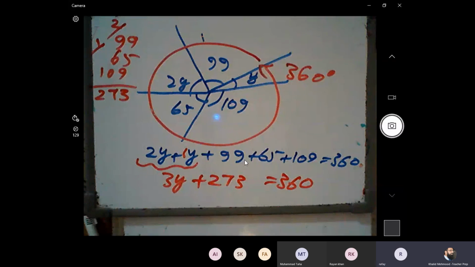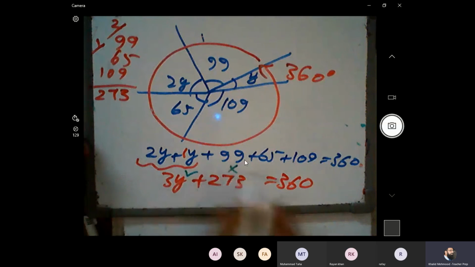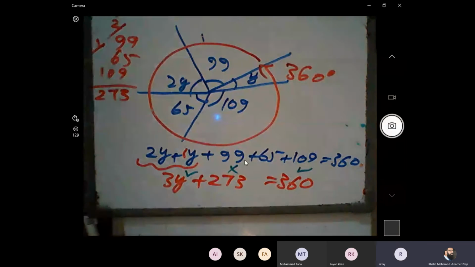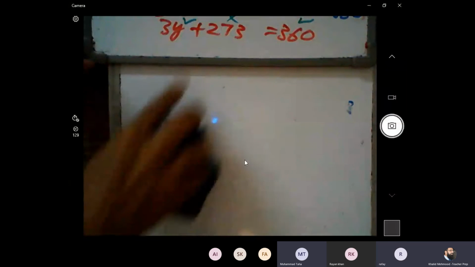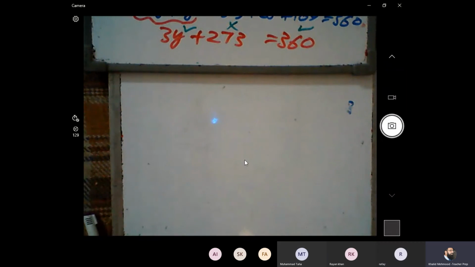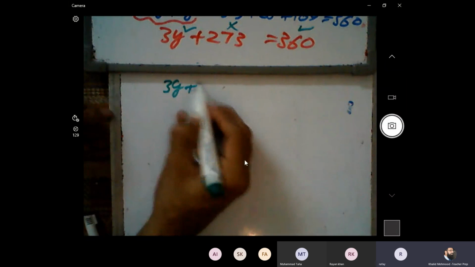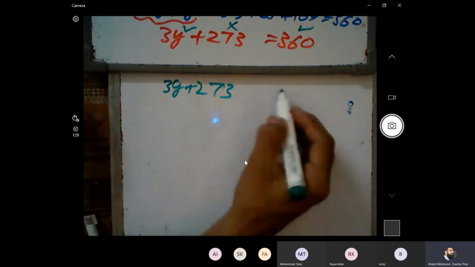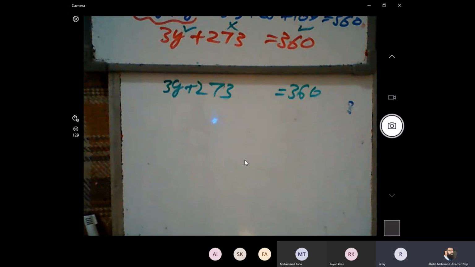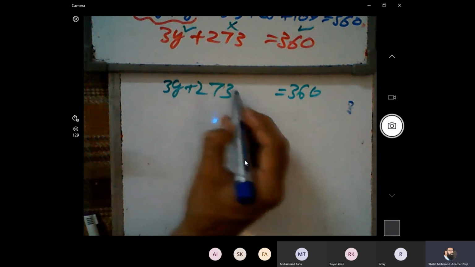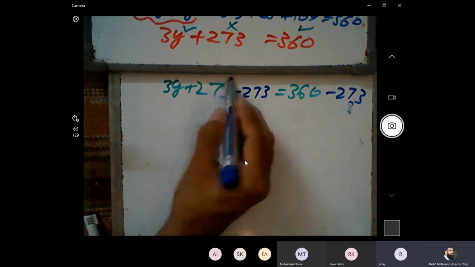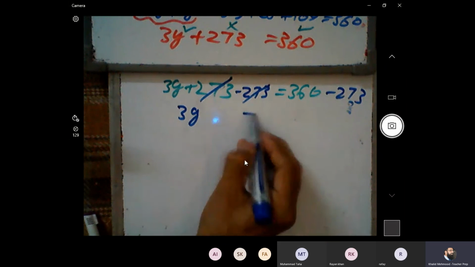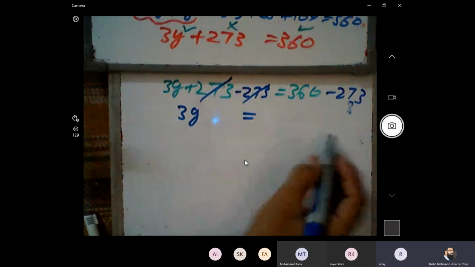Now in this one, again you can see that one is in the right place and one is in the wrong place. So we'll be dealing with this one. We will subtract 273, and to make it balance, subtract 273 on the other side as well. So it gives us cancellation. So 3y is equal to 360 minus 273.